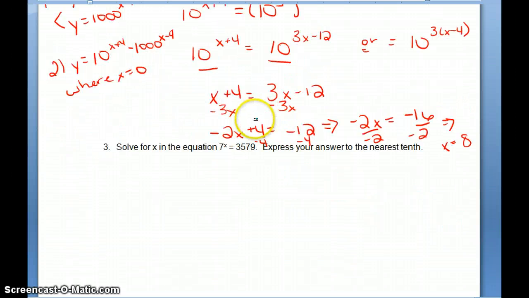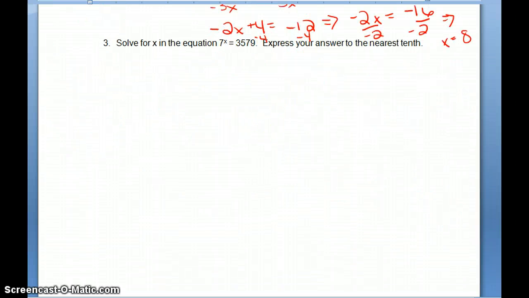Alright, so moving on, number 3. Here we need to solve for x in the equation 7 to the power of x is equal to 3,579. And we're going to express our answer to the nearest tenth. So already right there, that gives you the hint that we need to round our answer to the nearest tenth.